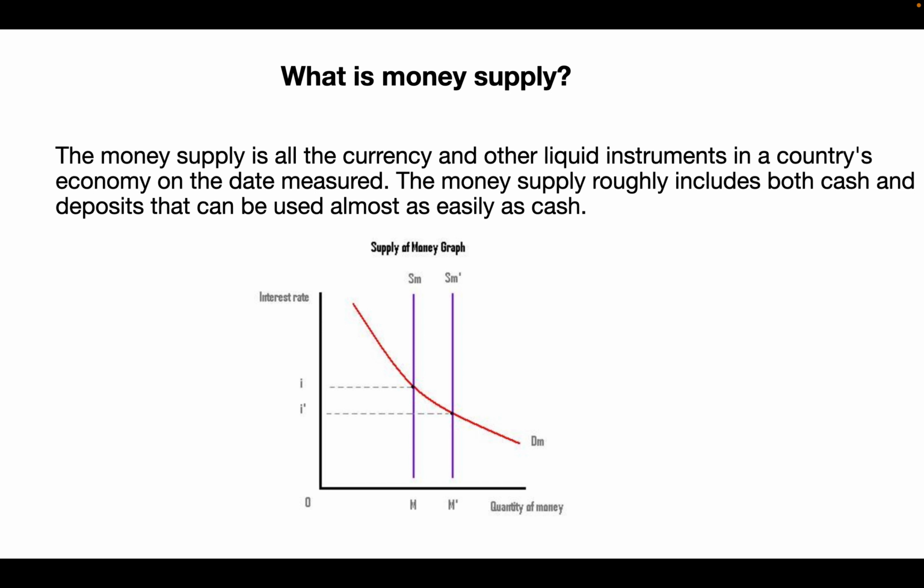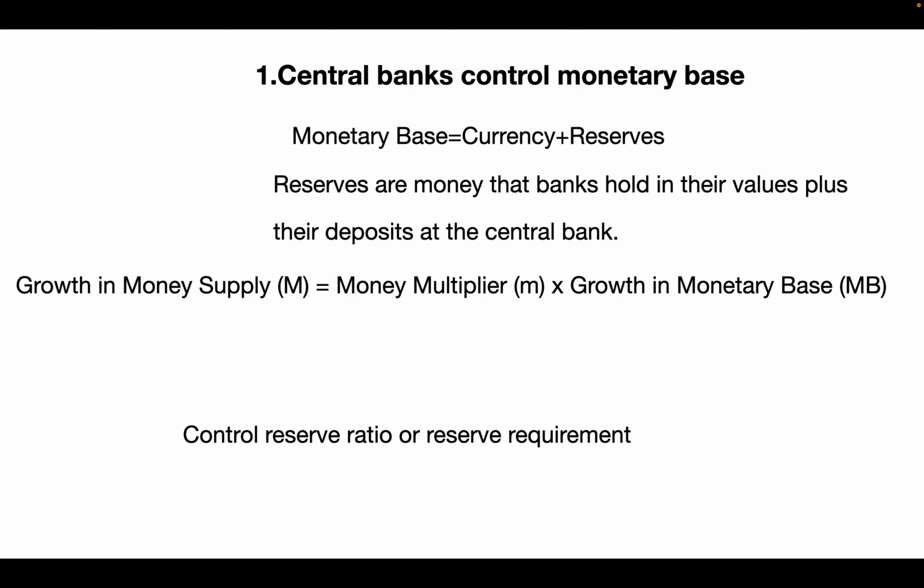So first of all, what is the money supply? Basically, the money supply is all the currency and other liquid instruments in a country's economy on the date measured. The money supply roughly includes both cash and deposits that can be used almost as easily as cash. Here's a graph that shows the money supply. On the vertical axis we have the interest rate, and on the horizontal axis we have the quantity of money. As you can see, the money supply is a vertical line rather than an upward sloping line. And this is different from the demand curve, right?